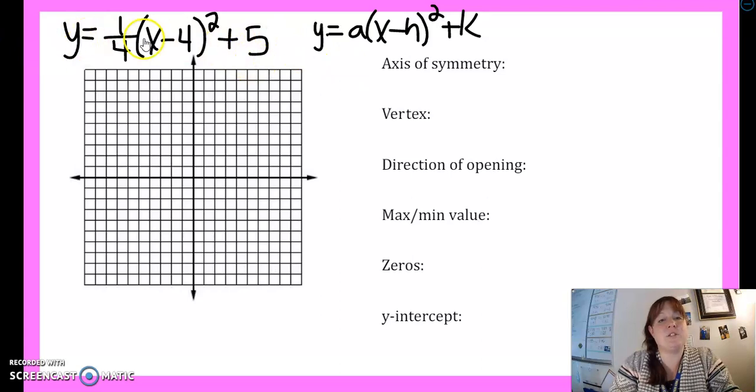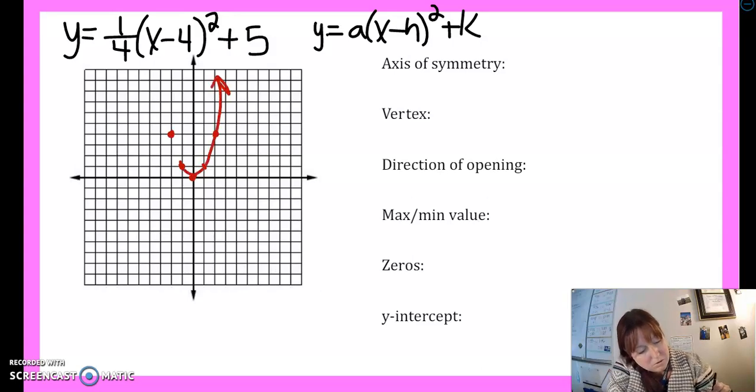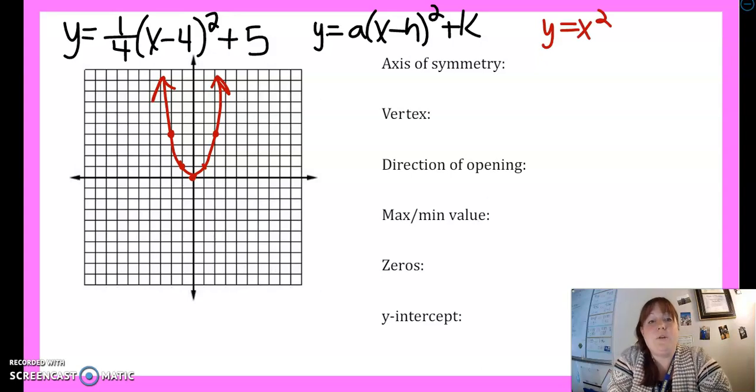All right, so just remember that this is just a transformation of the original parent function y equals x squared. So we can just graph it as a transformation. So we can start with the parent function. And remember, the pattern of x squared is over 1, up 1, over 2, up 4, because that's the pattern of squaring, right? We square 1, we get out 1. We square 2, we get out 4. So that's our pattern. So here we have y equals x squared. Now we need to transform it.